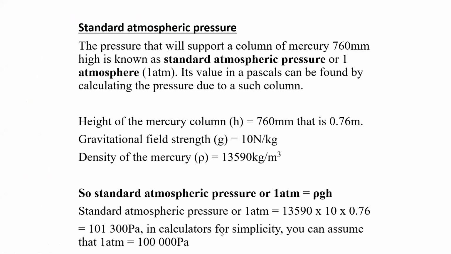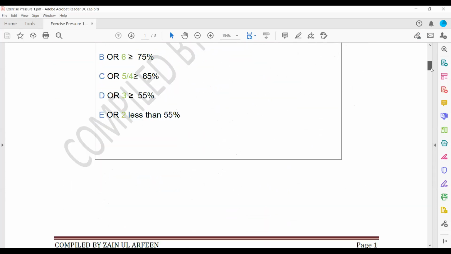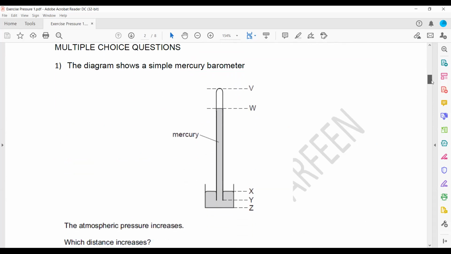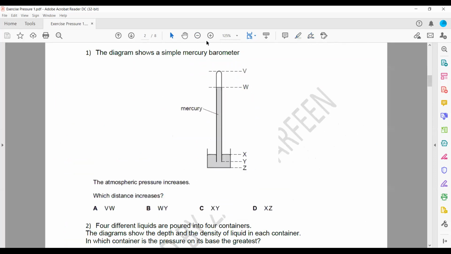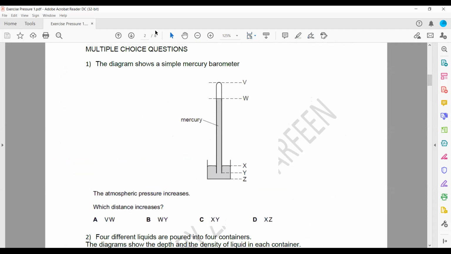Now we'll do some questions related to the topic pressure, so you have a better understanding. So we'll solve some questions related to the topic pressure. You can also use screen annotation or the chat to state the answer.